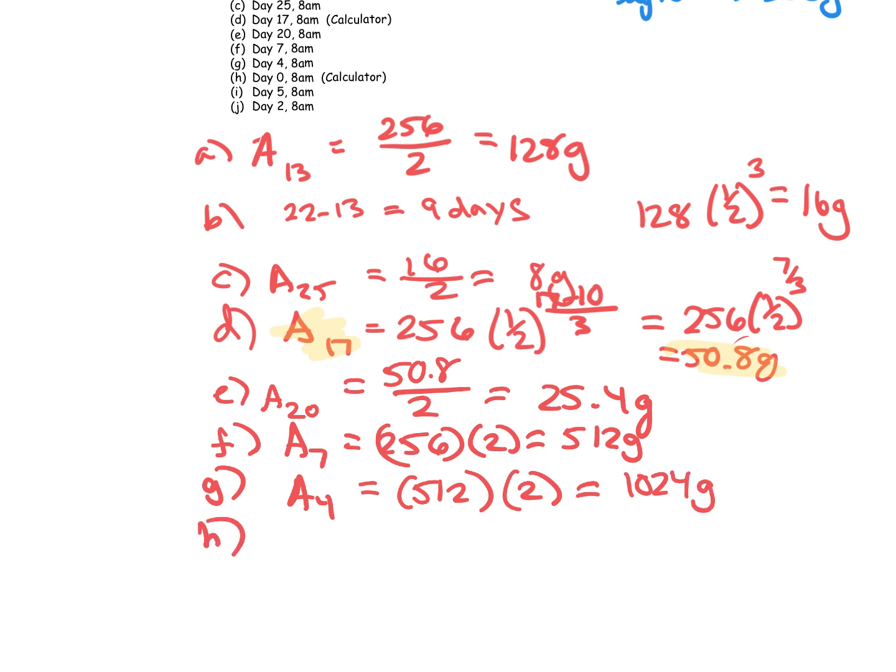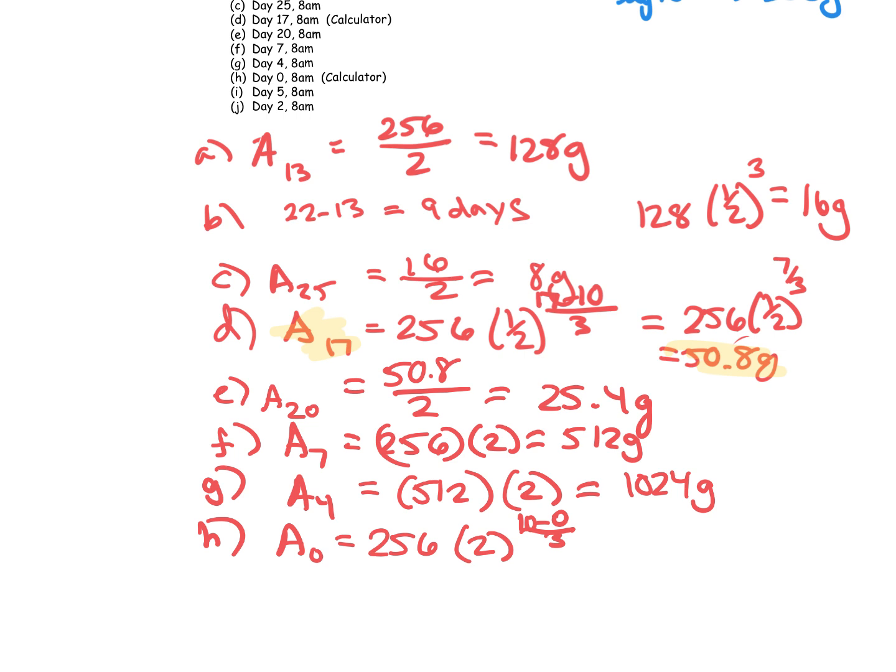H, day 0. Okay, now we're using a calculator. So day 0, since for part D we used 256, we can do, again, day 10 as our reference. So 256, and again, because I'm going back in time, I'm going to be multiplying by 2. So let's see how many times I have to multiply by 2. The difference between day 10 and day 0, so I'm going to do 10 minus 0 over 3, because, again, the half-life was 3.